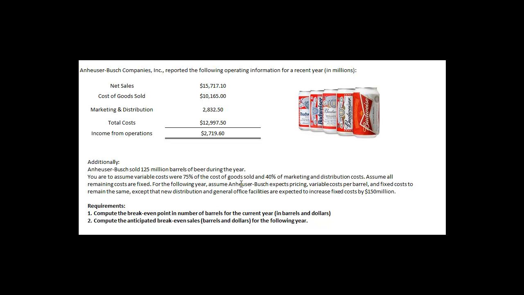What they tell us here is that Anheuser-Busch expects the pricing and variable cost per barrel to stay the same. In regards to the fixed cost, they expect them to go up because of the new distribution and general office facilities by $150 million. So that means that we would add $150 million right into here. And remember, these are already in millions, so this is really $2 billion. So it goes up by 150 in this area here.